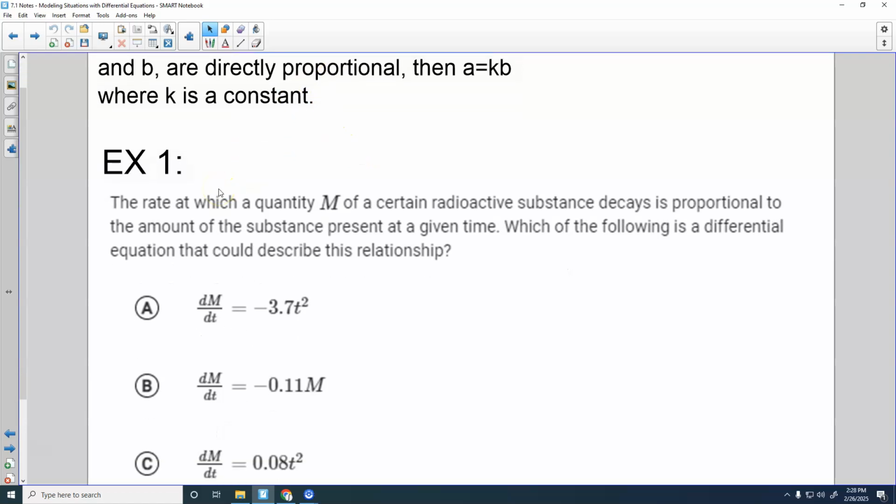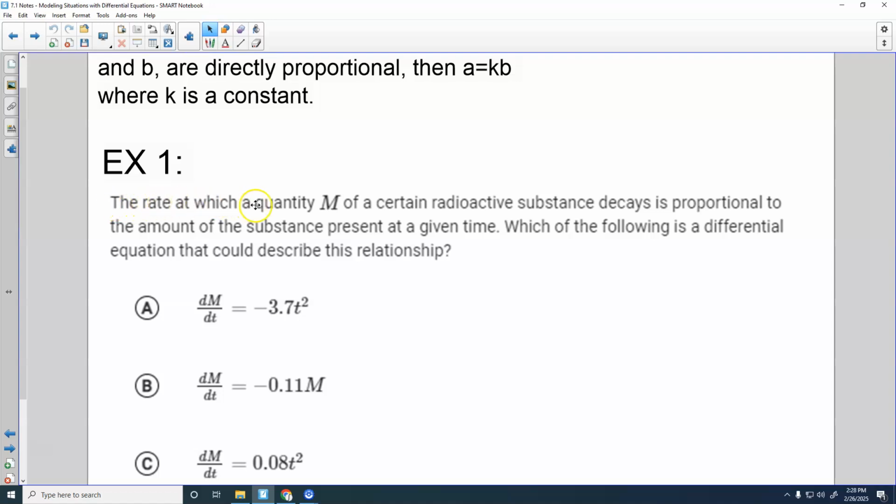Let's look in this section at 7.1. We're not actually solving any differential equations. We're almost like translating. We are taking the words that they give us and writing them as a differential equation. We will not be solving them at this point or doing anything further than that.